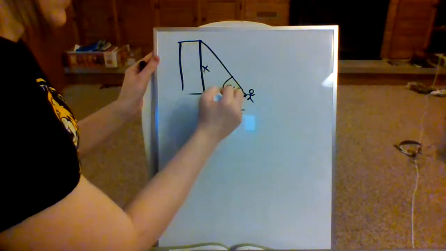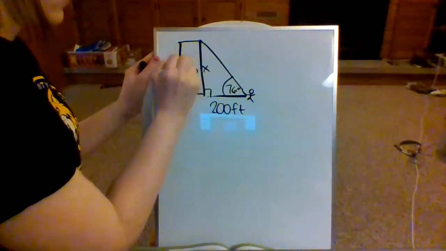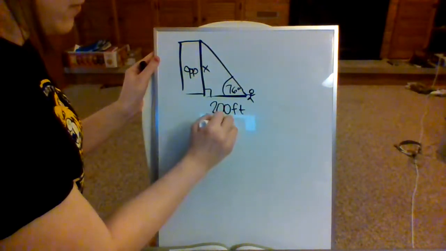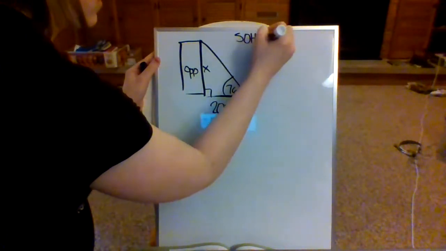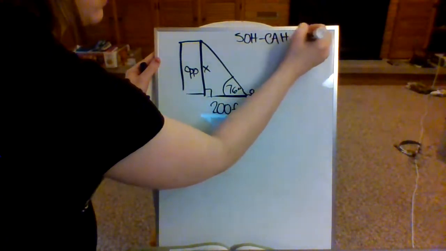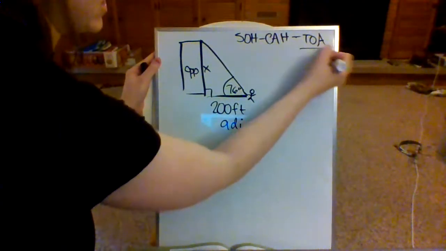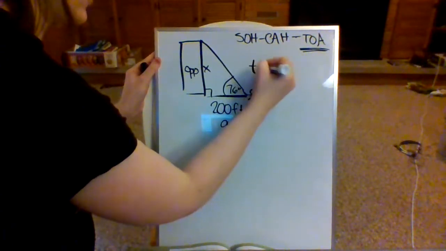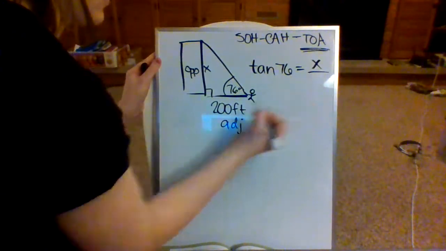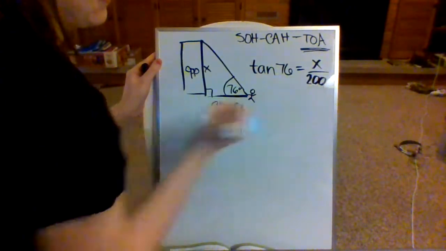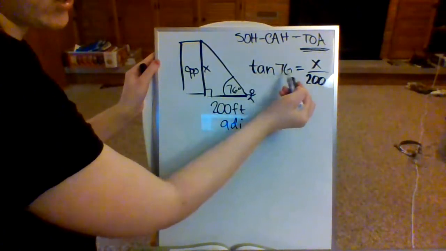If we're looking at 76 here, and this is the right angle, we have the opposite side and we have the adjacent side. So again, think about SOHCAHTOA. If we have opposite and adjacent, we have to use tangent. So we're going to have tangent 76 equals opposite x over adjacent 200. To get the answer to this, we're going to multiply 200 times tangent of 76.